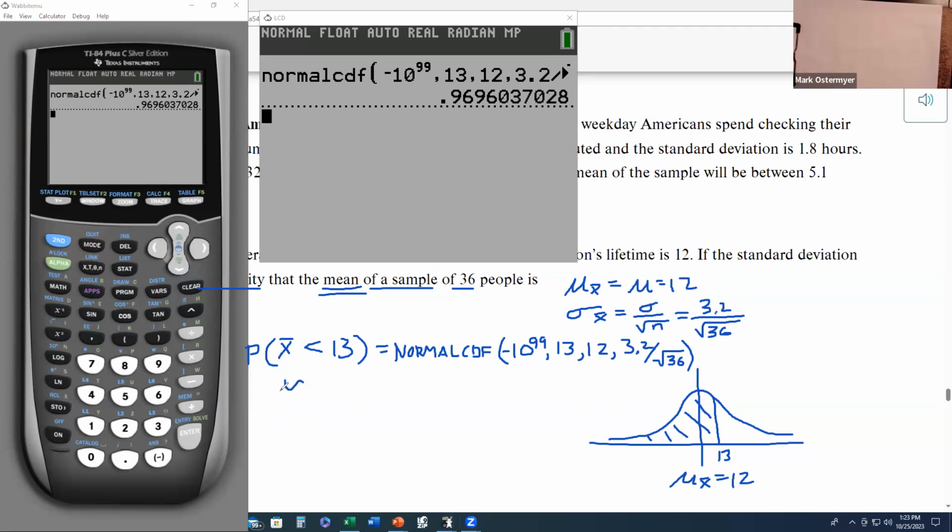So approximately 0.970. So there's about a 97% chance that if you were to randomly poll 36 people, the average number of times they move in a lifetime would be less than 13. Okay. Anybody get that?